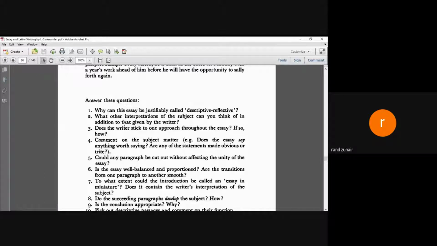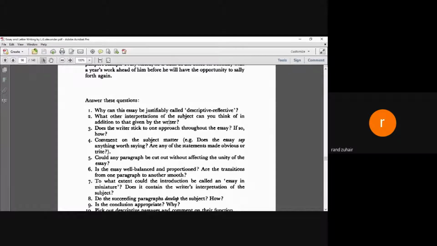Okay. Number 2, what other interpretation of the subject can you think of in addition to that given of the writer؟ طبعا interpretation of the subject عندي subject اللي هو title. إيش ممكن الأفكار اللي تجي views to the reader comes to the reader when writing the subject. Interpretations يعني means تفسيرات ممكن تجي للريدر من يقرأ هذا السبجكت التايتل.